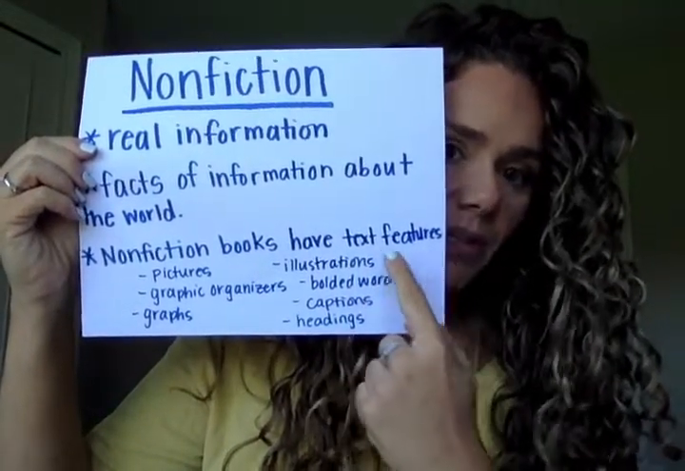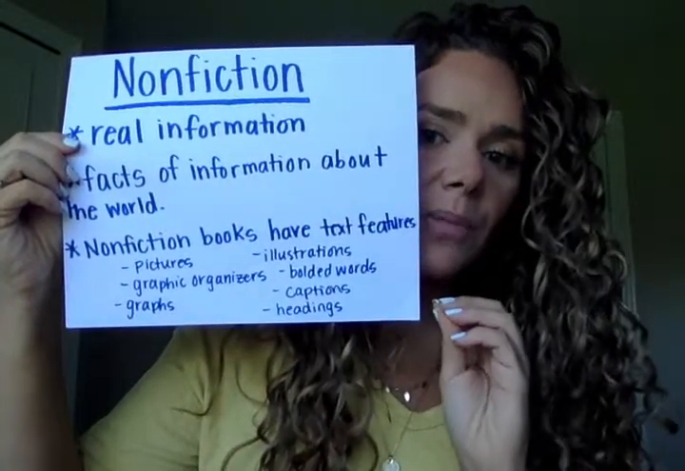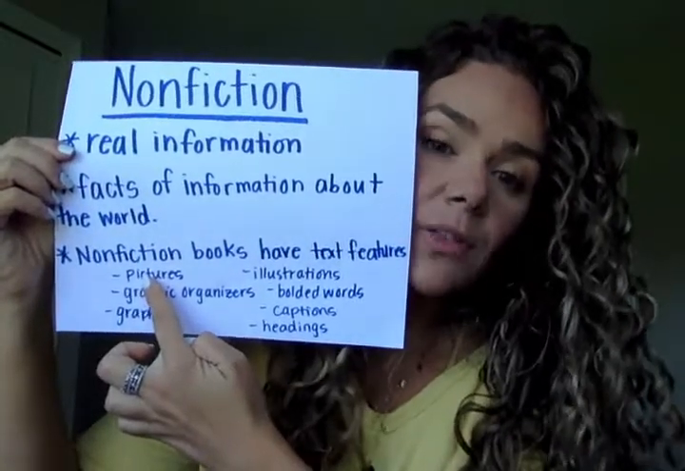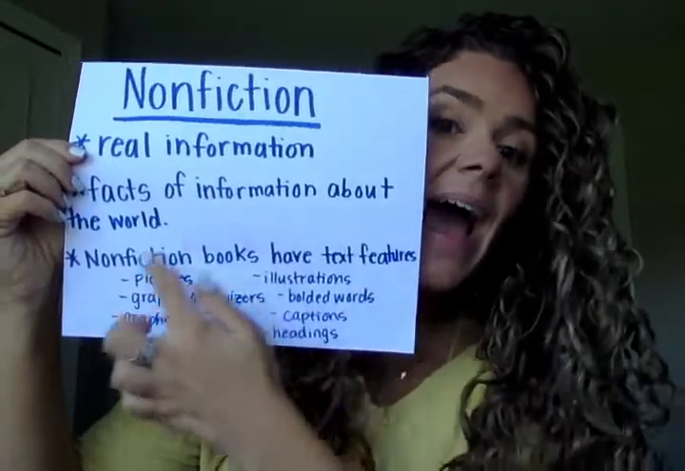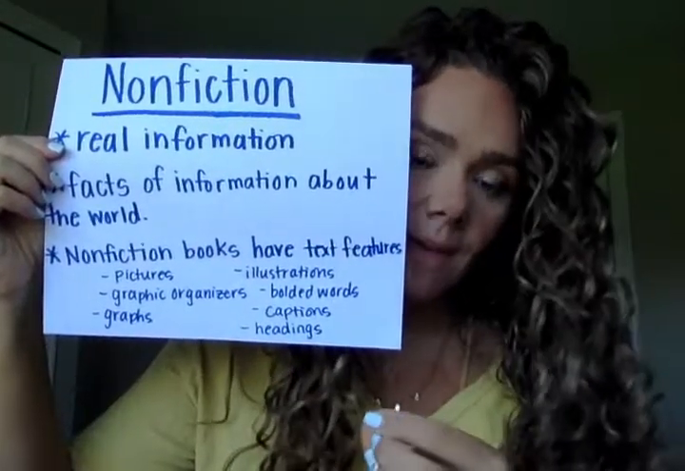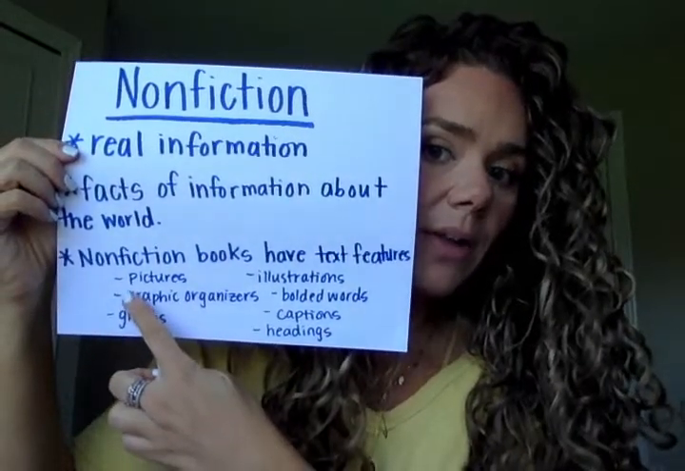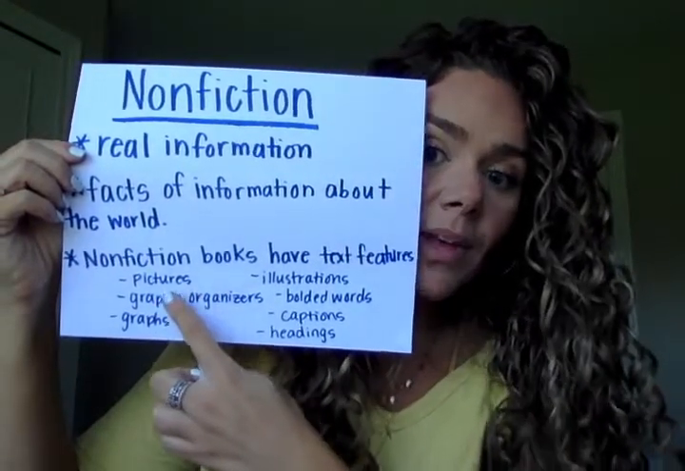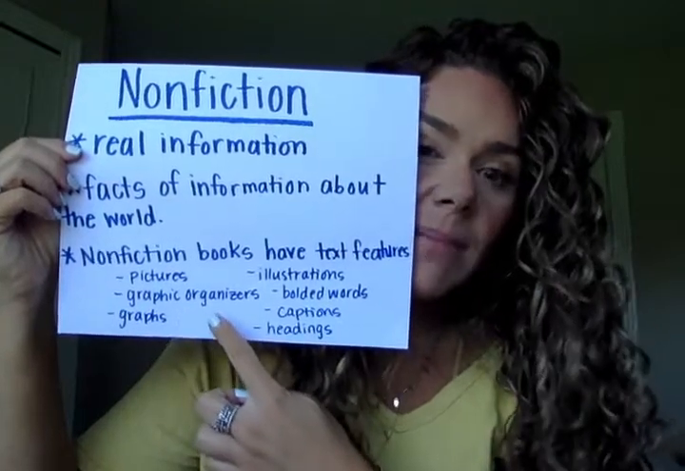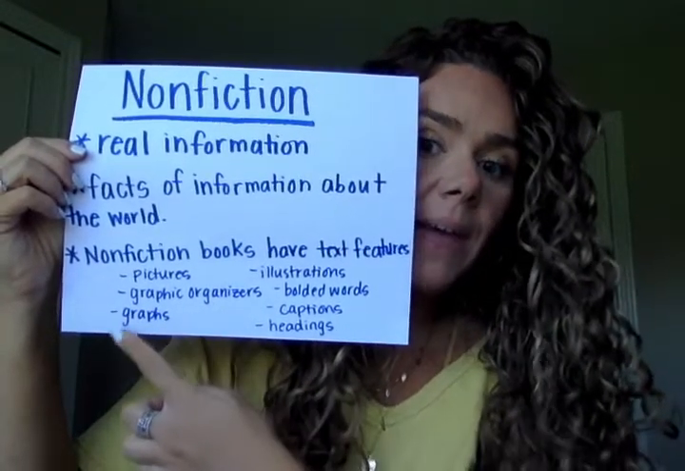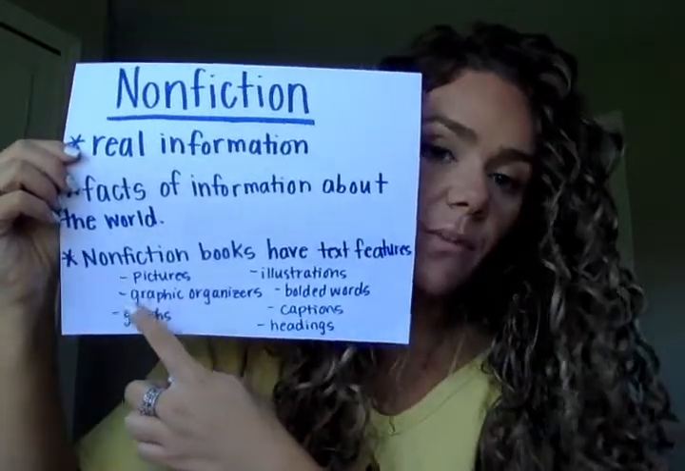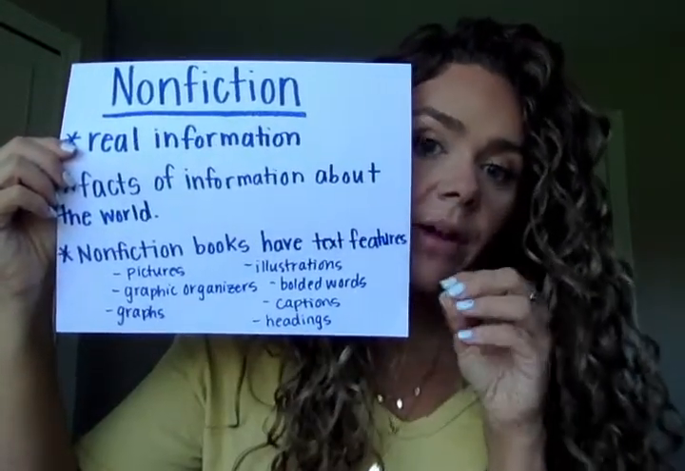What are some of those text features? If I were to have a nonfiction book right now, we know that nonfiction books have pictures. And those pictures help with meaning. These text features help us understand the story. So we need to make sure that we pay close attention to them while we read. We need to pay close attention to the pictures. We need to pay close attention to the graphic organizers, maybe in the story. We need to pay special attention to the graphs. Sometimes there's graphs of information where we have to gain meaning.